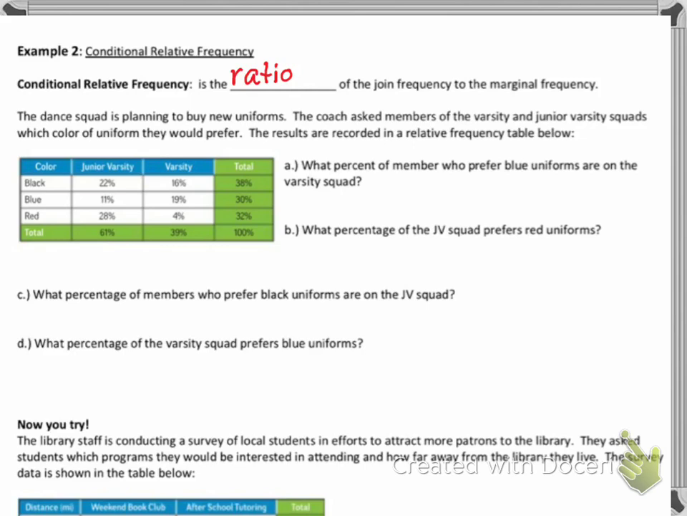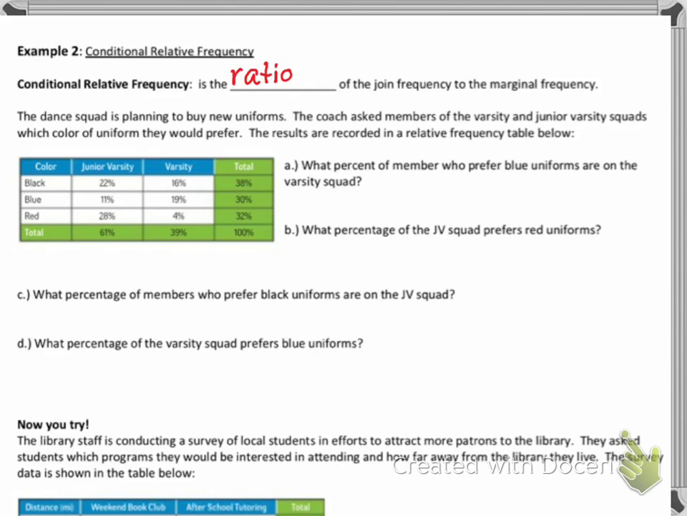So it says the dance squad is planning to buy new uniforms. The coach asked members of the varsity and JV squads which color they would prefer, and the results are seen below. So in question A, it says, what percent of members who prefer blue uniforms are on the varsity squad? Okay, so let's look at the varsity squad total, which is 39%.